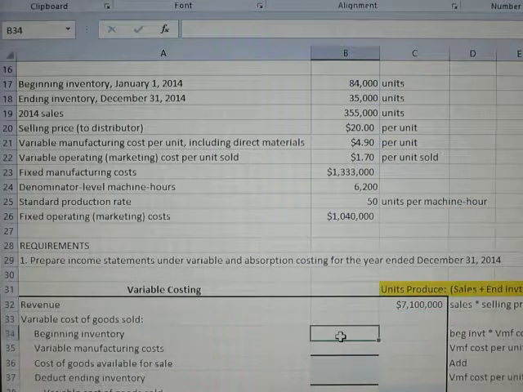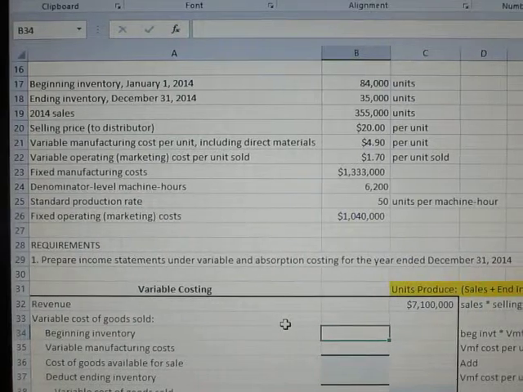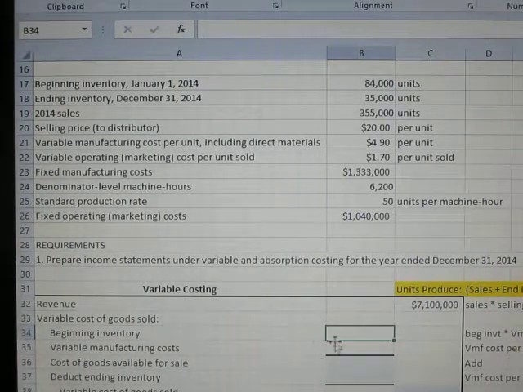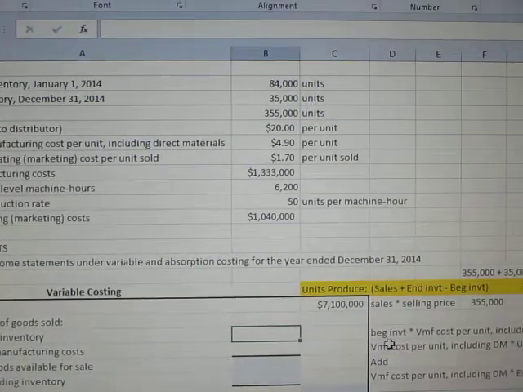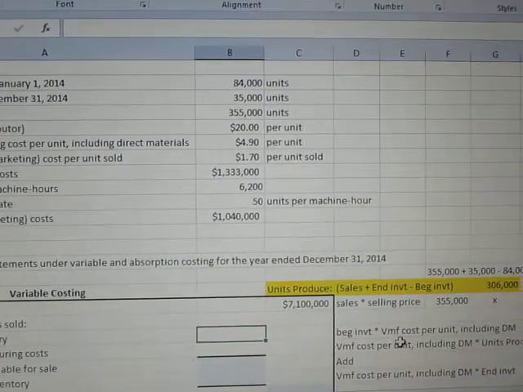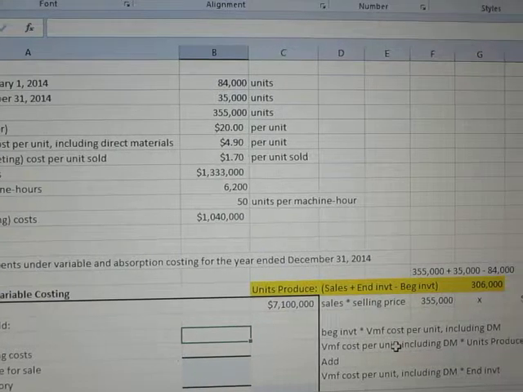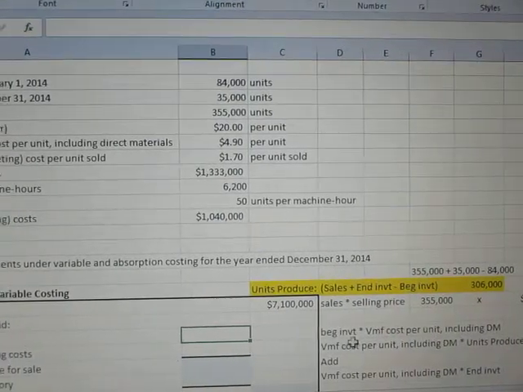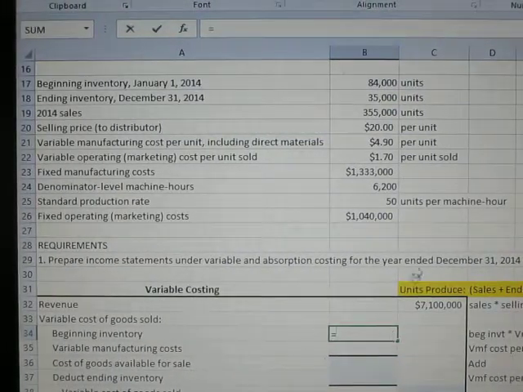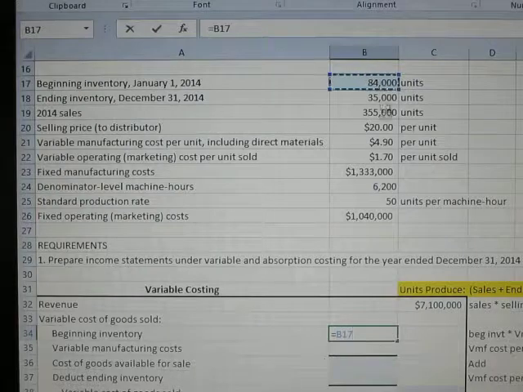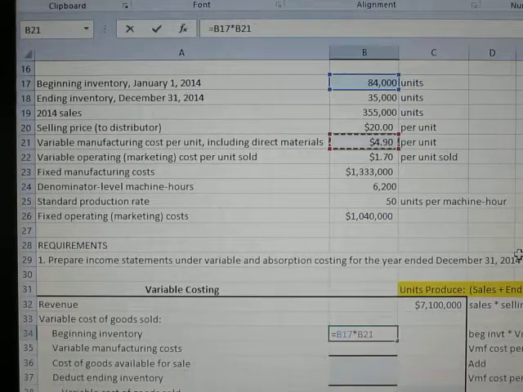Okay. And now I'm going to calculate the variable cost of goods sold. To calculate the beginning, you take beginning inventory times variable manufacturer cost per unit, including direct material. So the beginning is 84,000 times the variable manufacturer cost per unit, including direct material, $4.90.